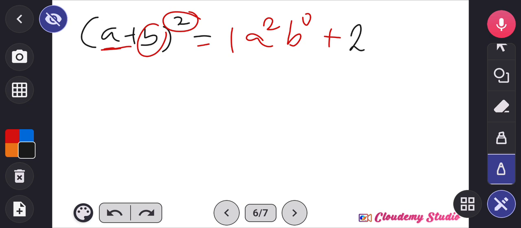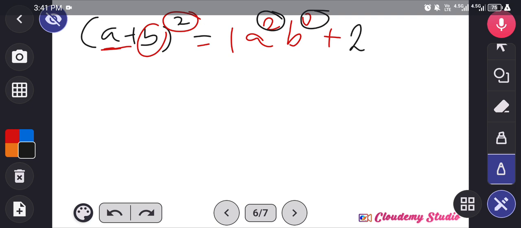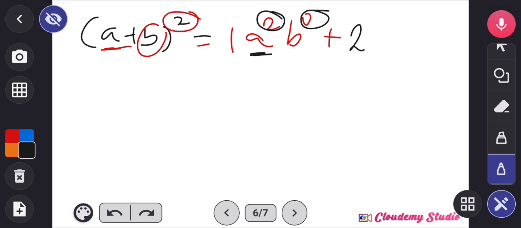Now, what is going to be happening is that this a will be decreasing by 1. You understand? And this b will be increasing by 1. Now, if the power of a decreases by 1, it becomes a raised to the power 1. And if this one increases by 1, it will be b raised to the power 1. You understand? Plus.